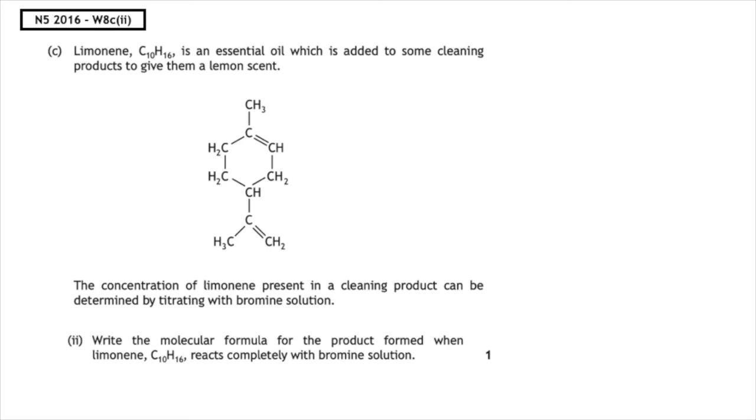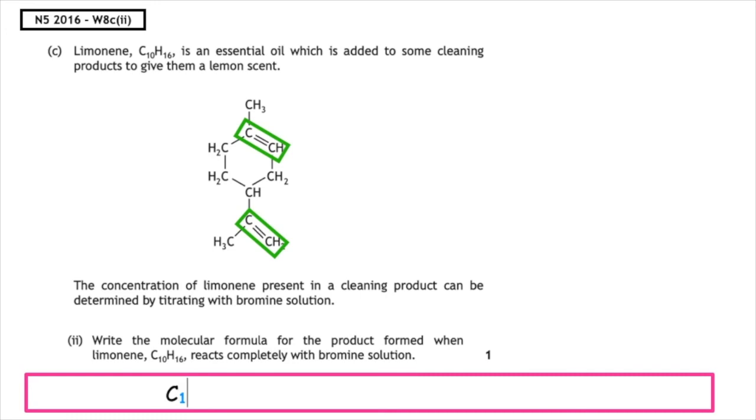So the first thing that we have to do is look for the carbon-to-carbon double bonds. As limonene ends in -ene, we can see that we have 2 carbon-to-carbon double bonds, which means 2 addition reactions can take place. So if we have C10H16 plus 2Br2, that means that the molecular formula for the product would be C10H16Br4.